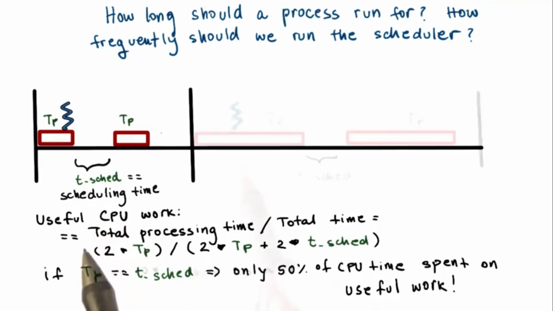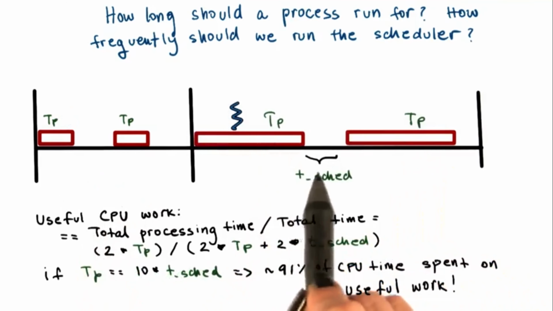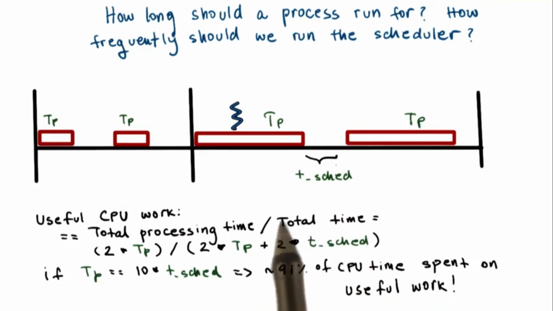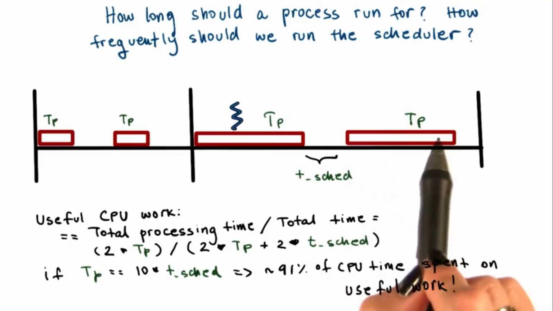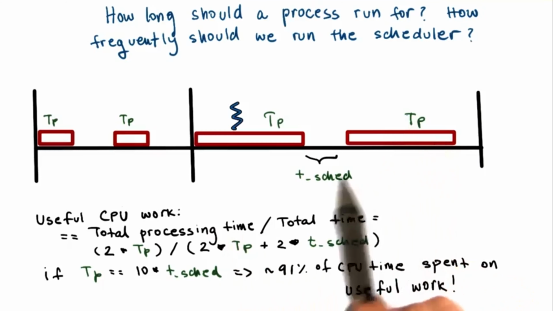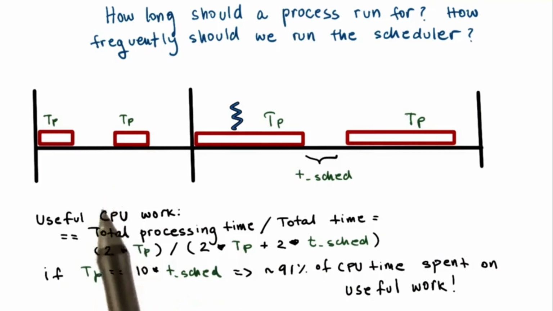Let's now look at the second interval, where the processing time TP is much larger than the scheduling time. And let's assume that it's actually 10 times the scheduling time, not to scale. So if we work out the math here, we will find out that almost 91% of the CPU time was spent on actually doing useful work. So we're doing much better in this interval in terms of the efficiency of the CPU, how much of it is used for useful application processing versus in this previous time.